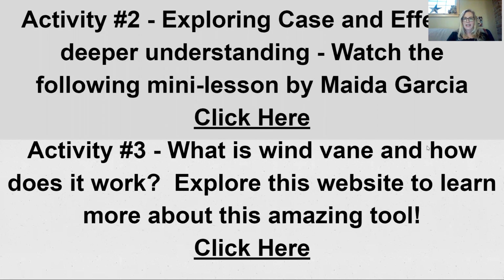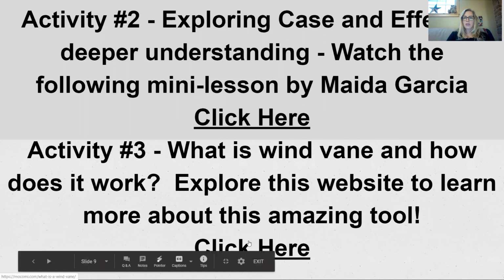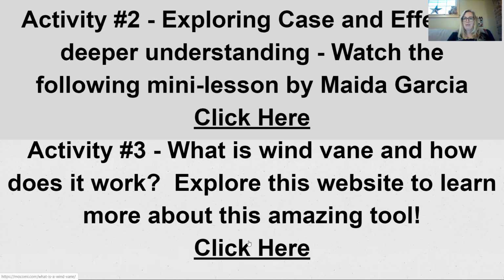Another optional activity is, what is a wind vane and how does it work? You can explore this website to learn more amazing things about wind vanes.